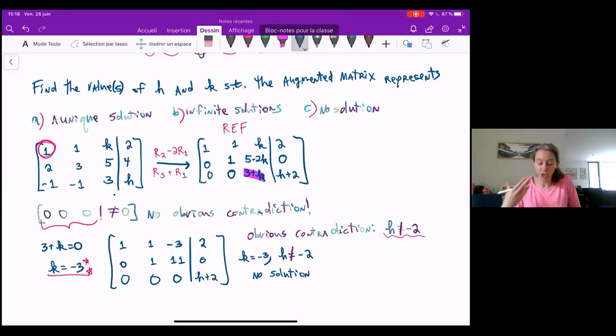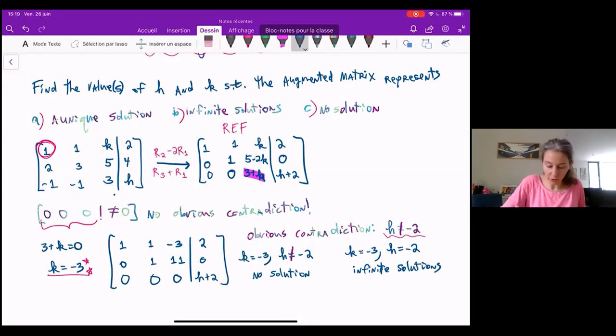However, if H does equal negative 2, then we have 0, 0, 0, 0. So we have that row of zeros. It does not cause a contradiction, but we still have a column without a pivot. And a column without a pivot, when we are consistent, means infinite solutions. So over here, I would have infinite solutions.